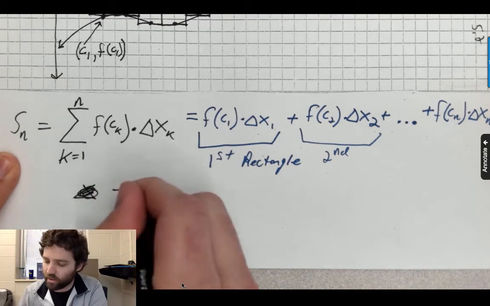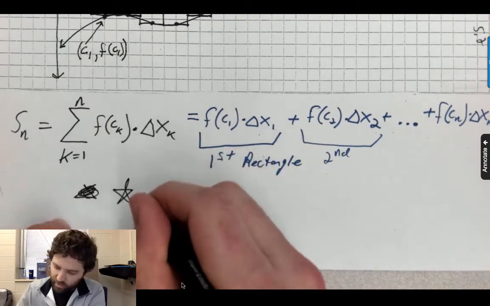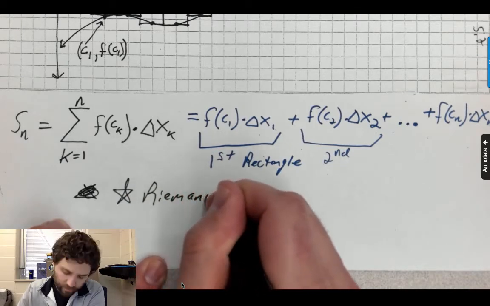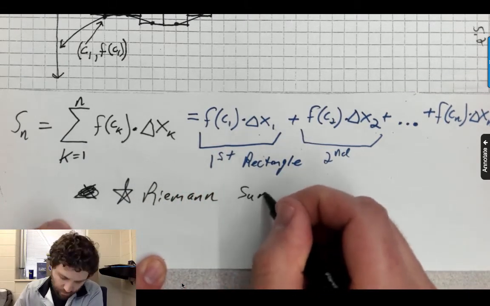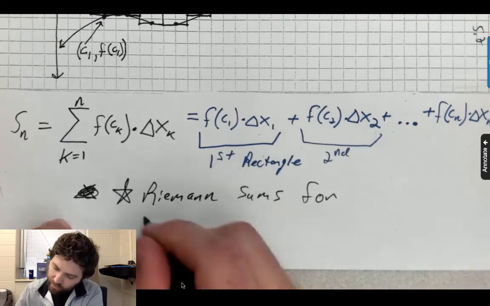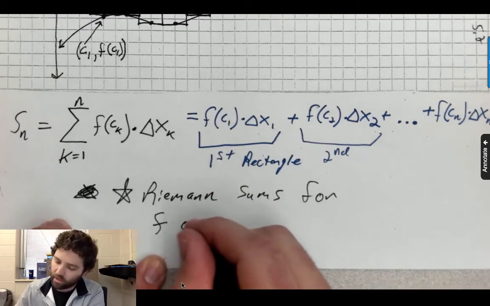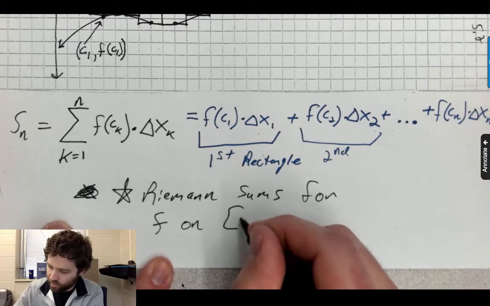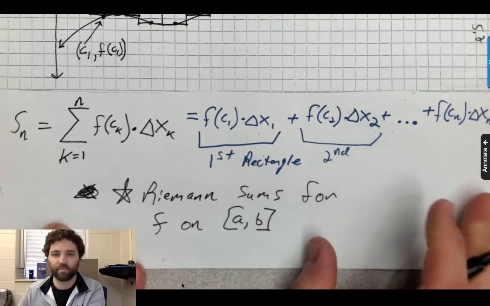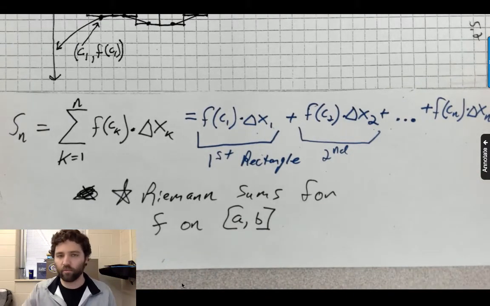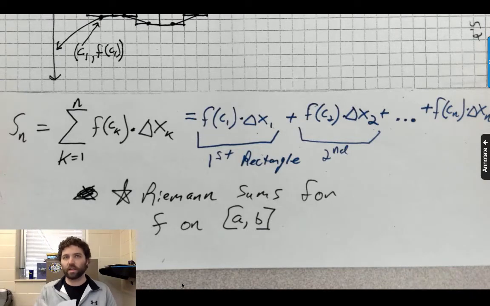This is called the Riemann sum for f on the interval from a to b. So this is the mathematical general notation for what you've already done. You've added up a finite number of rectangles, but it's written in a specific way so that we can extrapolate it to taking an infinite number of rectangles. So let me show you what I mean by that.